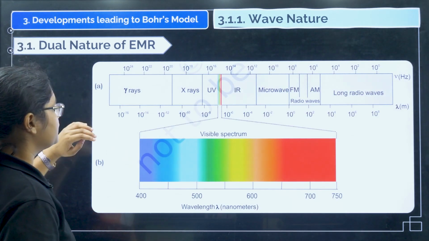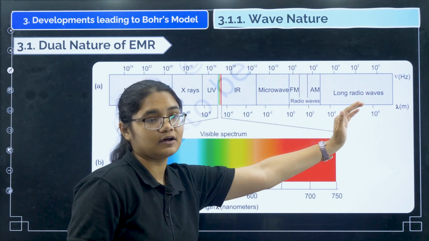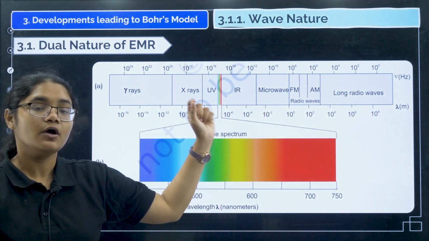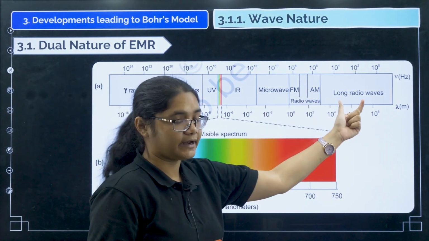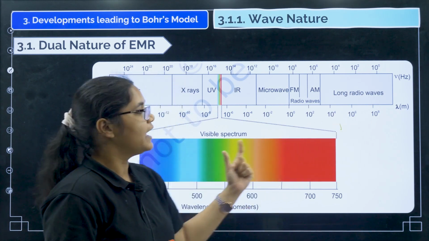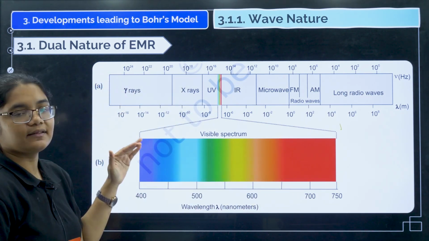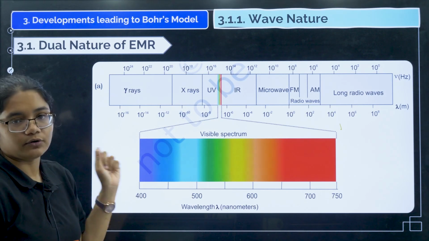Next, you can see the order here. The electromagnetic waves with lowest energy are your radio waves. If they have lowest energy, they will have the highest wavelength. The electromagnetic waves with highest energy are your gamma rays, and they are of high energy and low wavelength.